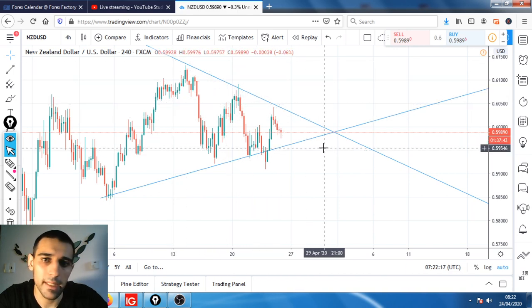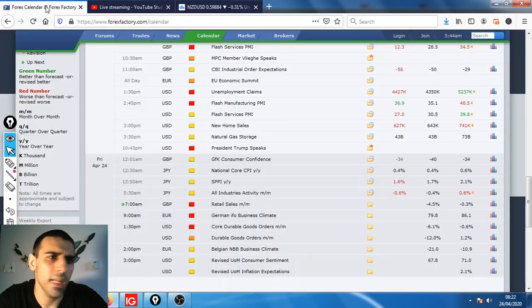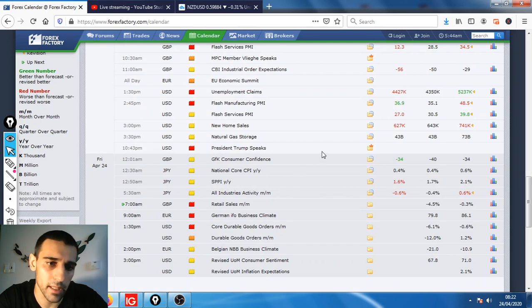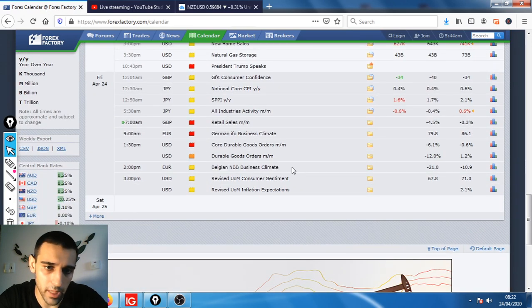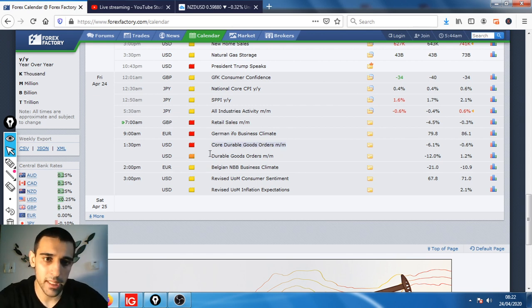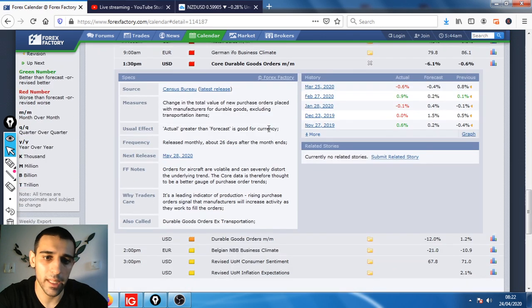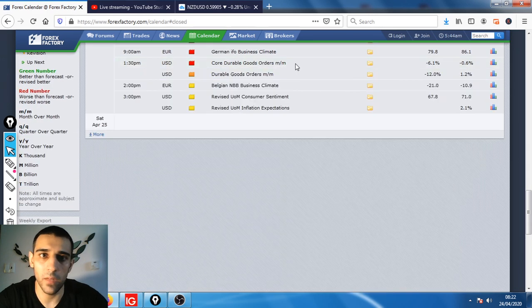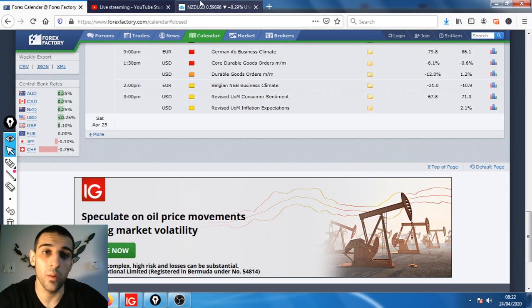I think we have news out today. The British pound is already out. We have the Euro side, German IFO business climate, and on the US side we have core durable goods. This one on the US side does create some volatility, depending, and it is the monthly one as well. Maybe that's what the price is awaiting.